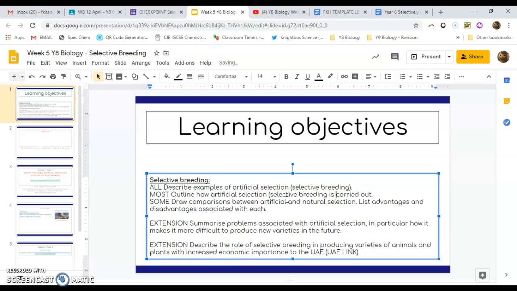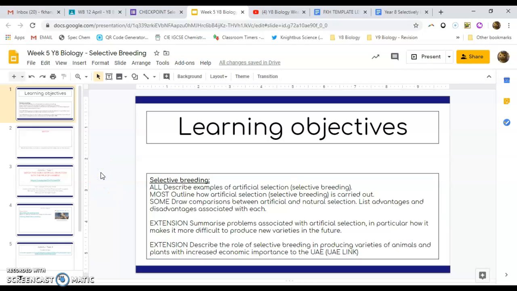And drawing some comparisons between artificial and natural selection is what I want you to be moving on to after that. Being able to list advantages and disadvantages associated with each puts you in a really good position when it comes to answering essay-type questions. So I'm going to give you a few exercises of that.